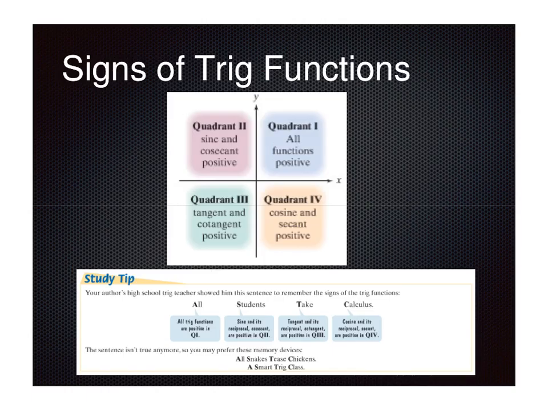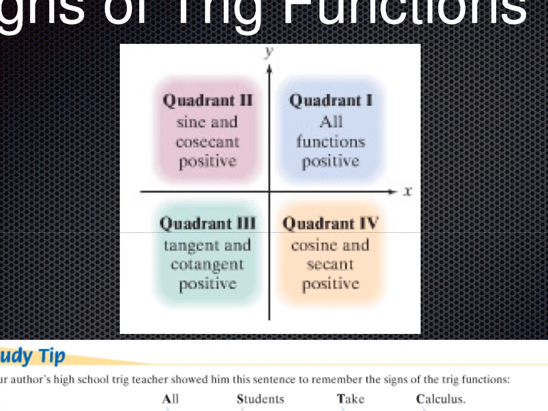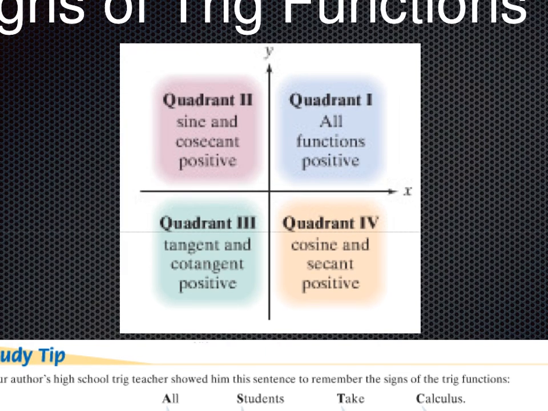Okay? All right. This is extremely important: signs of trig functions. You're going to be given parameters. You're going to say, I need to find this angle where the sine is less than 0, but the tangent is greater than or equal to, whatever. You guys have to pay attention. You have to understand what this is saying.